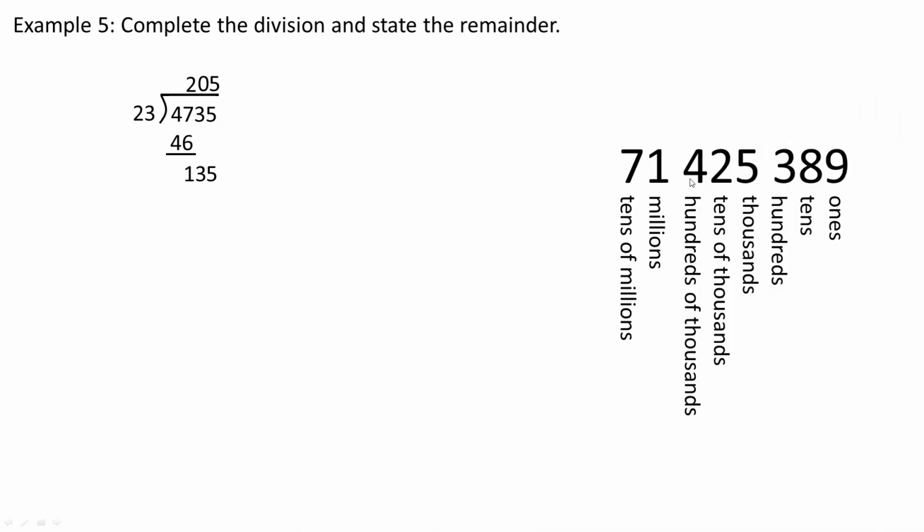So we'll bring this over here. So we put 115 here, and we subtract. 135 minus 115 is 20. That's the remainder. So the division looks like this. We divided 4735 by 23, and our answer is 205 with a remainder of 20. That's how you write remainder 20, R20. So that's an example of long division.